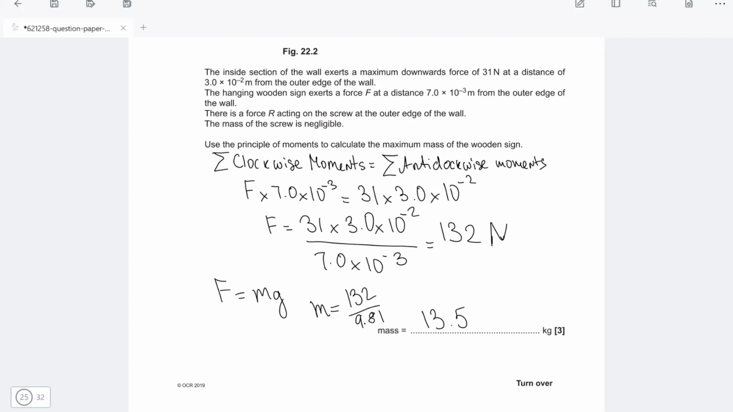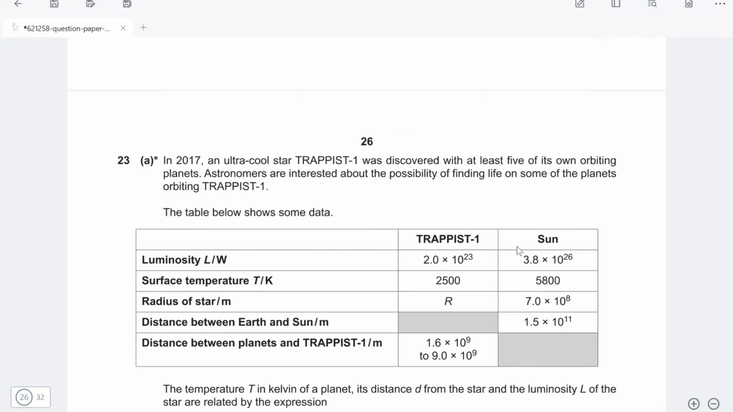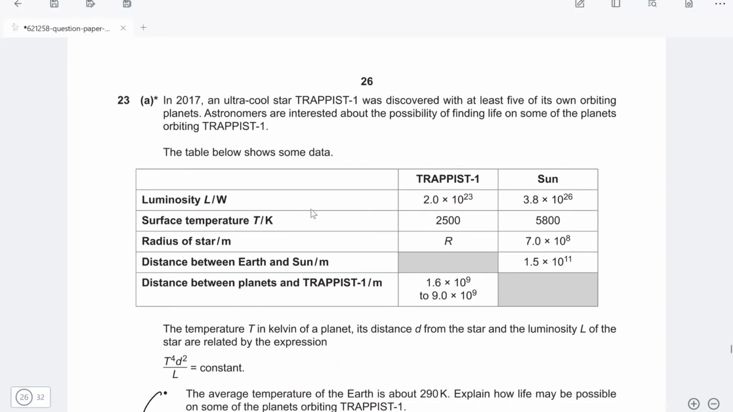13.5 kilograms. Okay guys, so let's have a look at this really interesting 6-marker question, which is based on some real astrophysics data. So we have a table full of some very interesting data. We're comparing two stars called TRAPPIST-1 and our Sun. We're given the two luminosities, the surface temperature, the radius of the star, which we probably have to calculate, the distance between the Earth and the Sun, and respectively the distance between the planets and the star TRAPPIST-1.